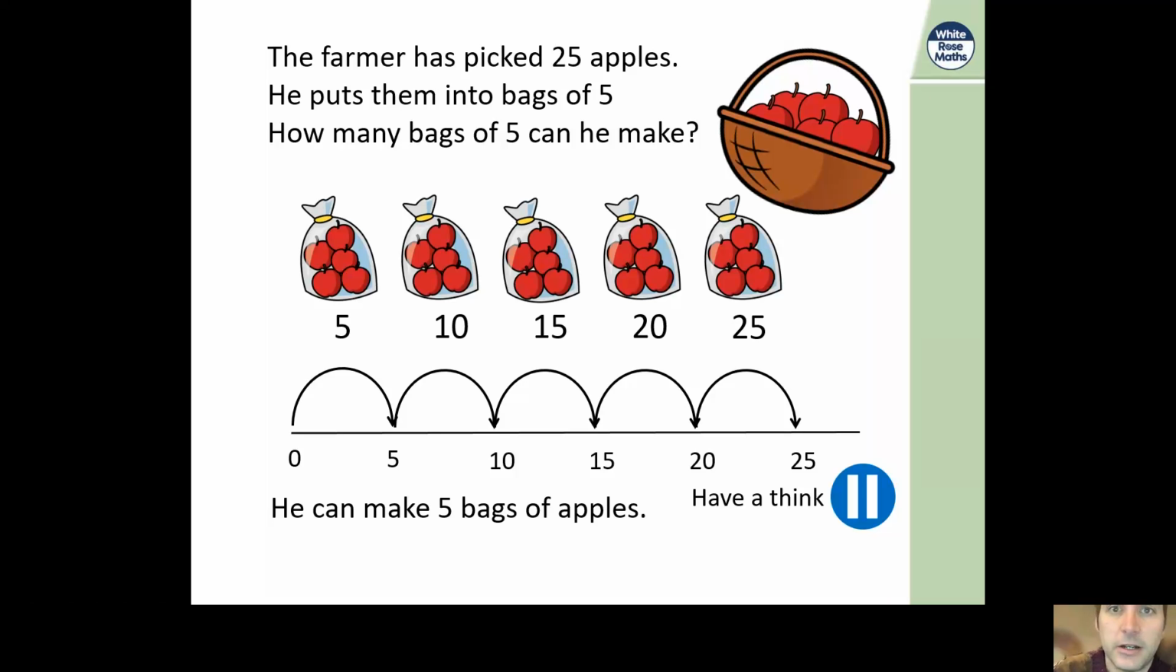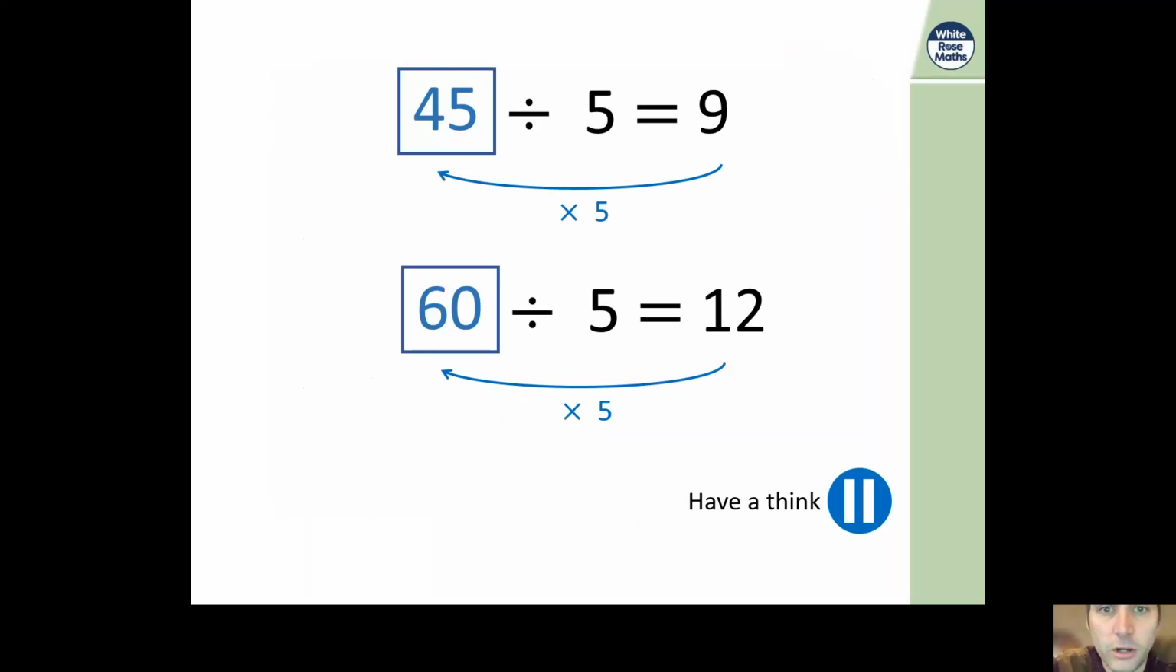Okay. And as we go through that, we can see jumping along that number line. So 5, 10, 15, 20, 25. So we can see those number facts as we jump along that number line. Now, again here, we've got to think about our number knowledge. We know that when we do a division, it's the inverse of a multiplication. We know that when we do an addition, it's the inverse of a subtraction.